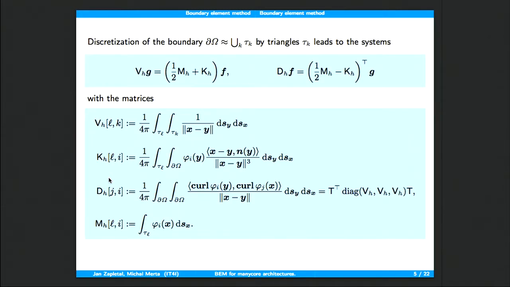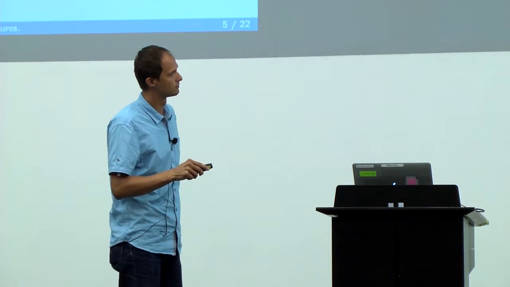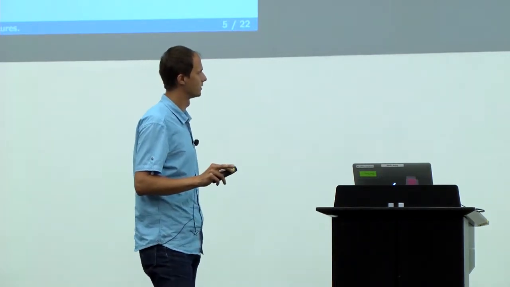So you have to use some more sophisticated methods for integrating. Also, in the following, I will only consider these two matrices because for the case of the Laplace equation, this matrix D is given by some simple transformation of this matrix V. So I won't comment on this. And this matrix M is a sparse matrix.